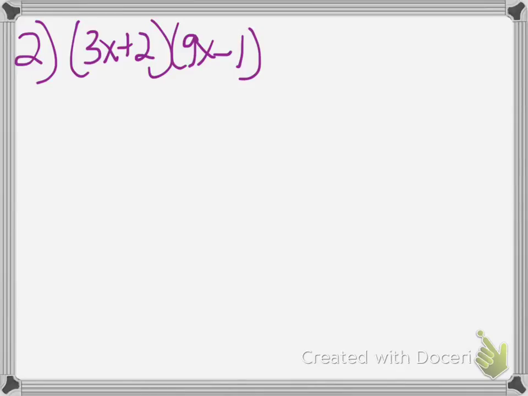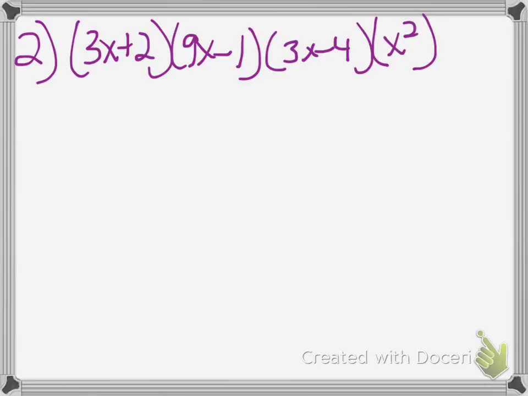Okay, so the second problem that we have to simplify and classify, I have 3x plus 2 times the quantity of 9x minus 1 times the quantity of 3x minus 4 times x squared.